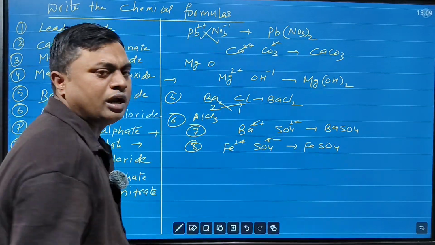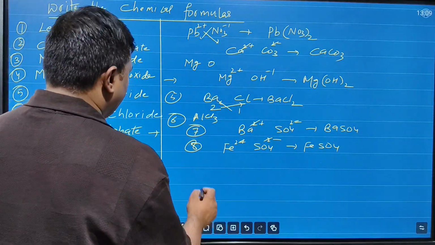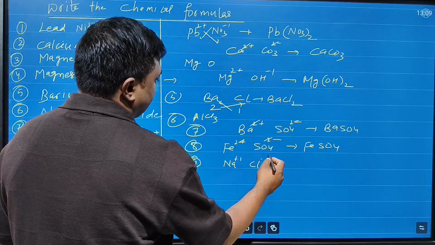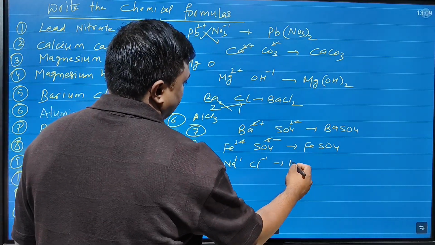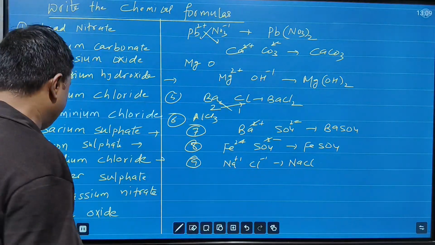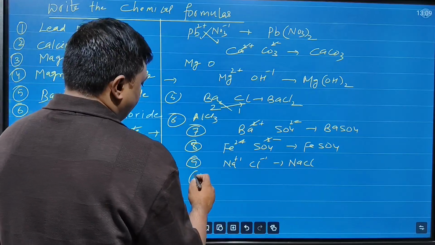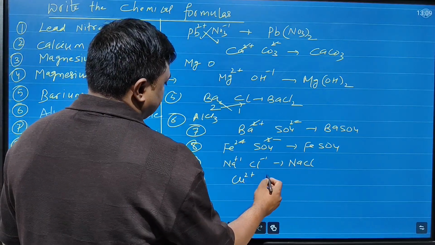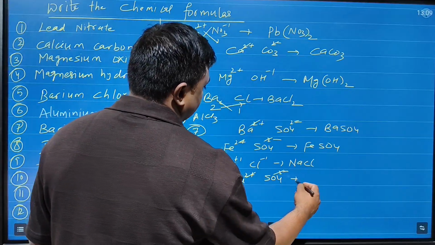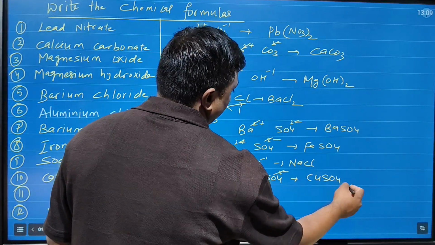You can write below also and you can solve, not an issue. Okay, sodium chloride. Sodium is what? Na plus 1, chloride Cl minus 1. Yes or no? So it is what? NaCl. Okay, that is a common salt. Okay, copper sulfate. Copper sulfate is what? Cu 2 plus, SO4 2 minus. Okay, so plus 2 minus 2 get cancelled. It is what? CuSO4. It is a blue color solution.